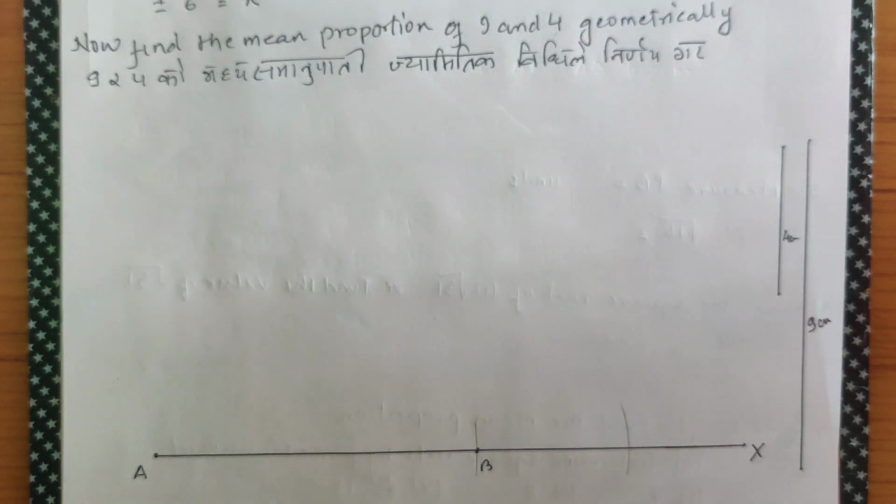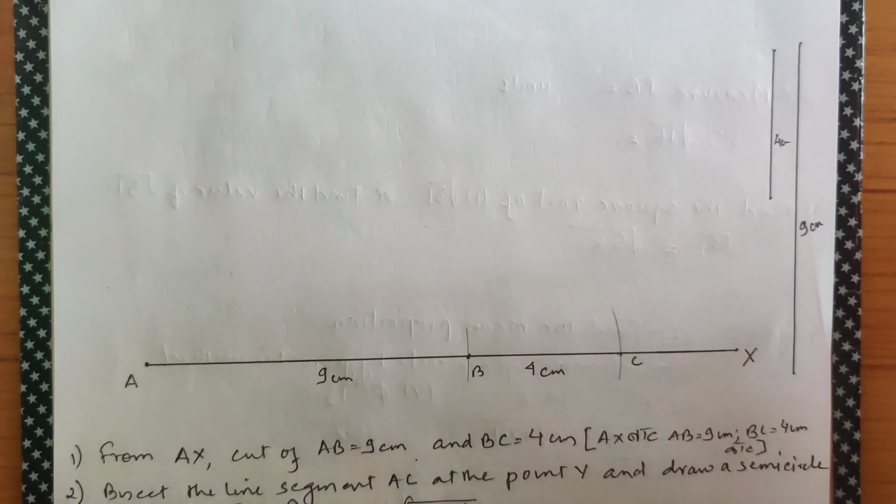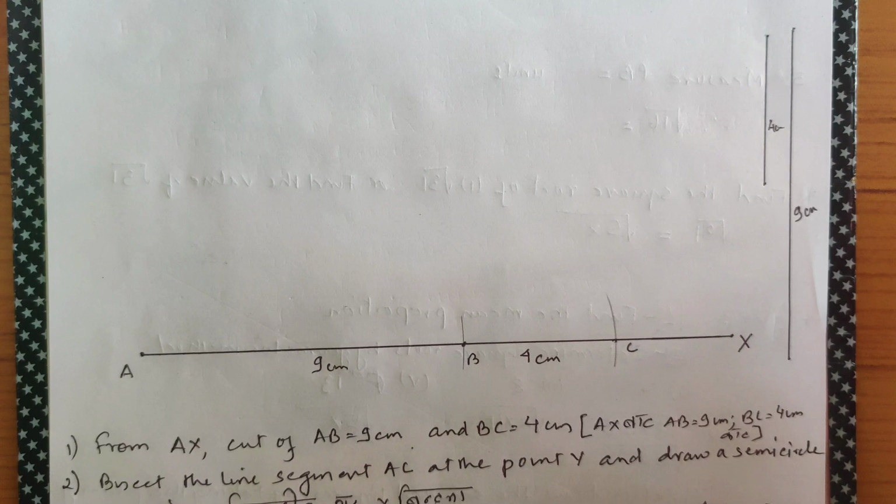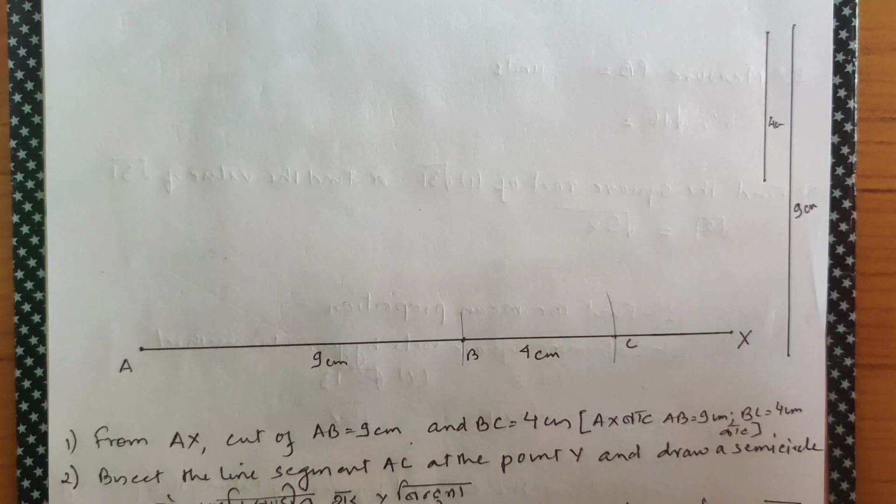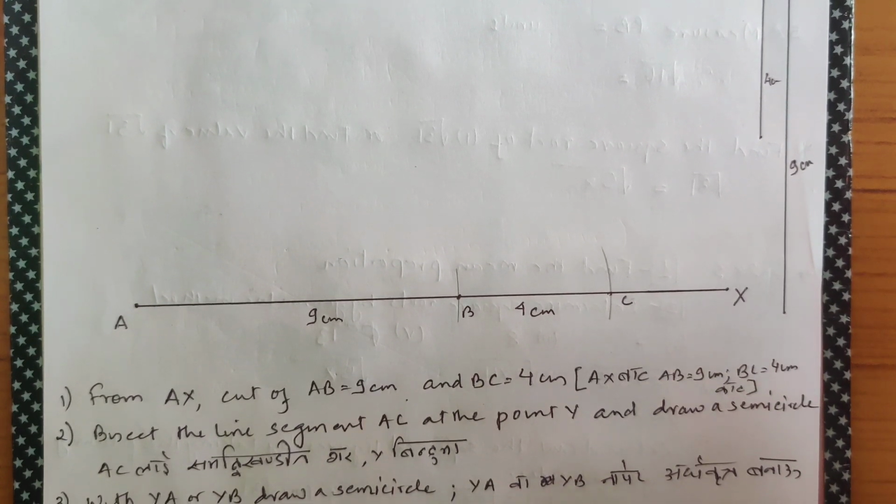Fine. So now I have my B and C. So your AB is 9 centimeter and your BC is 4 centimeter. As the step says, from AX, cut off AB equals 9 centimeter and BC equals 4 centimeter. So the first step is done. Now it says bisect the line segment AC at the point Y and draw a semicircle. So bisect the line segment, not AB, AC, at the point Y. That means it gets bisected at Y, and we need to draw a semicircle.